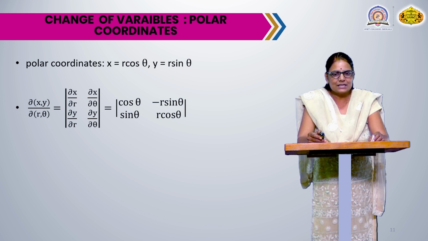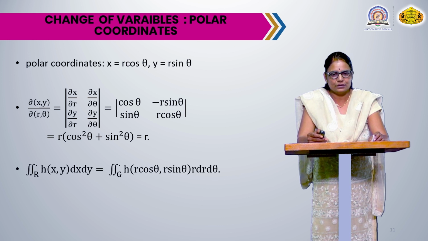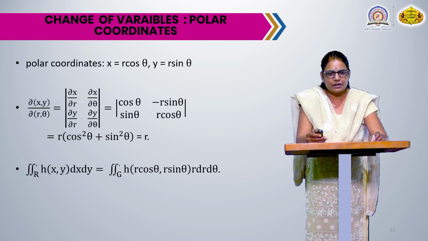Now just simplify this determinant. It is the same as r cos square theta plus r sin square theta. Now take r as common. So this determinant is the same as r times cos square theta plus sin square theta. We know that cos square theta plus sin square theta is 1. So this determinant is the same as r. So now we replace this in the above equation.